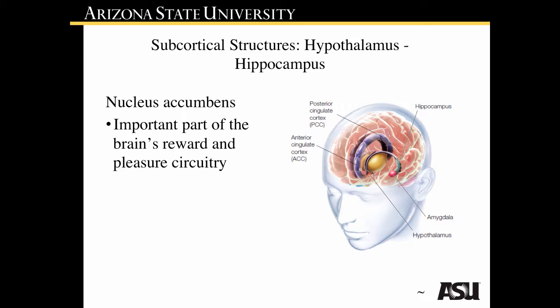It's also important to look at the nucleus accumbens. This is an important part of the brain's reward and pleasure circuitry. So you can begin to see that in these subcortical structures, right below the cortex, there's a lot of things that are related to motivation and emotion. And these areas are located right here.